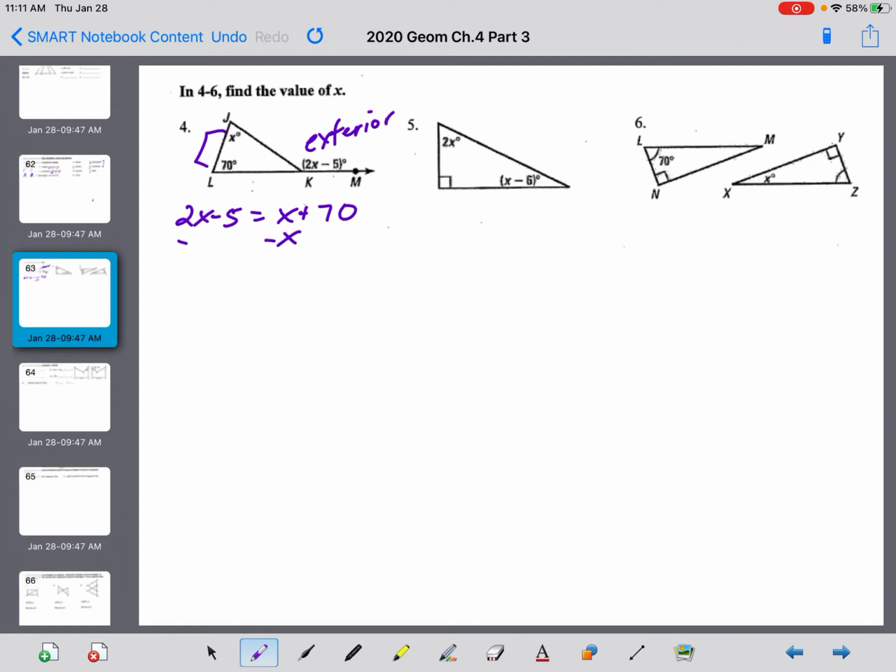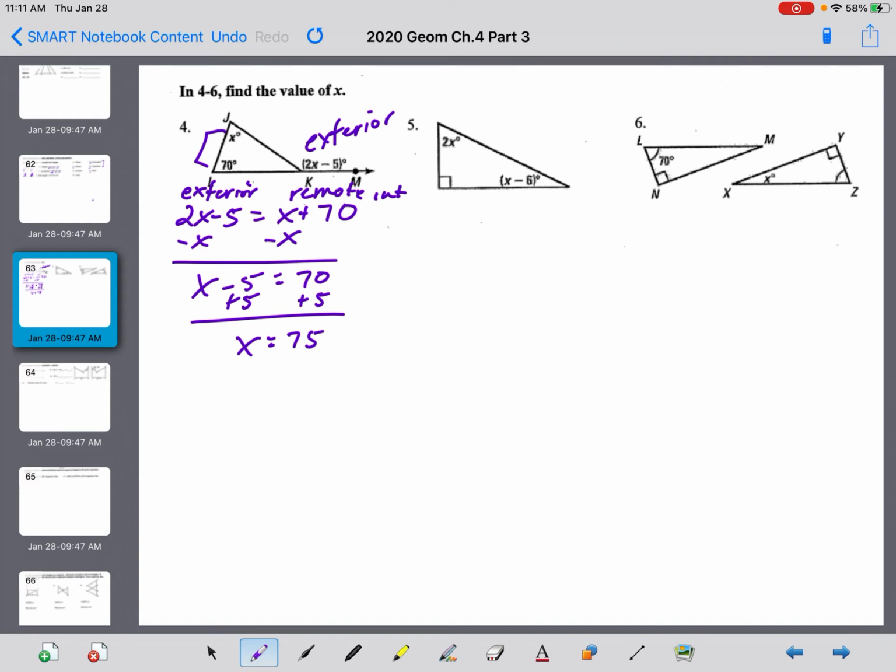We're going to subtract x from both sides. x minus 5 equals 70. Then we're going to add 5 and get x equals 75. So that is the value of x, 75. So exterior is equal to the sum of the two remote interiors. Exterior, these are the remote interiors.